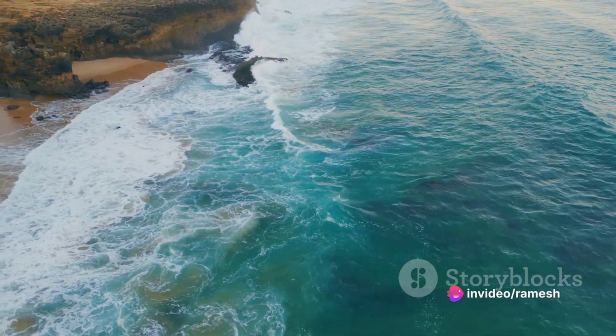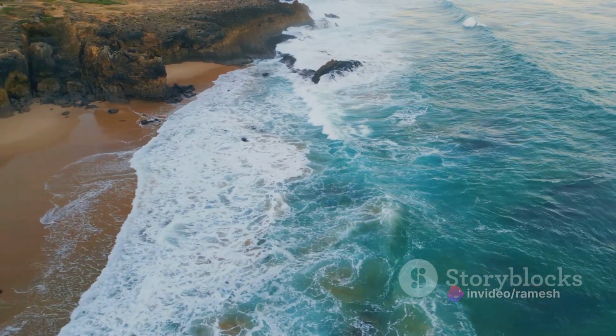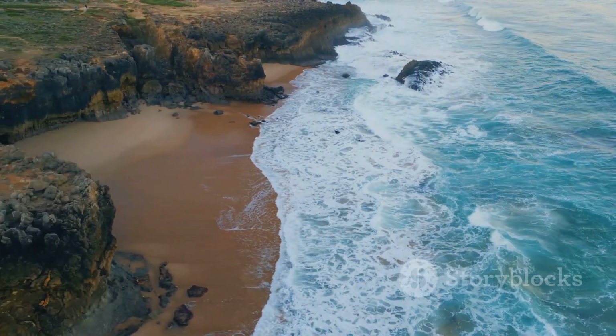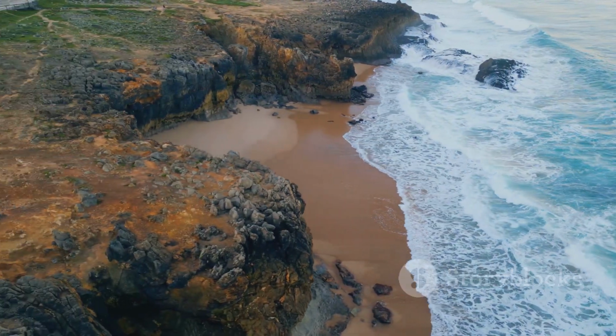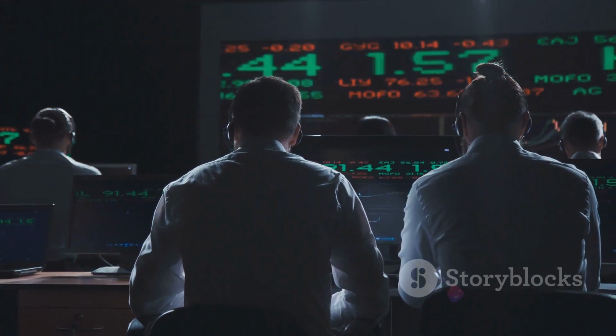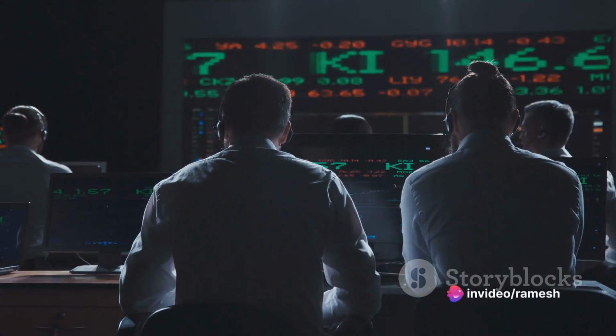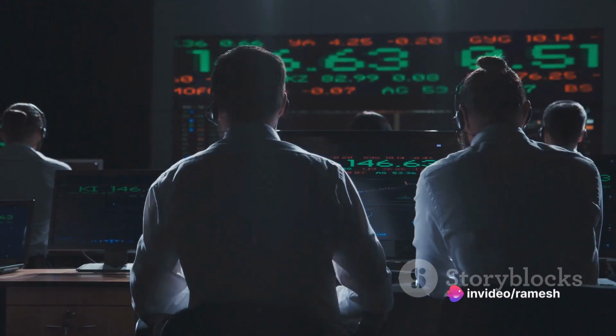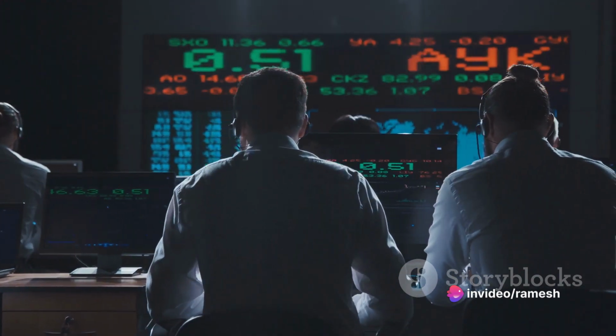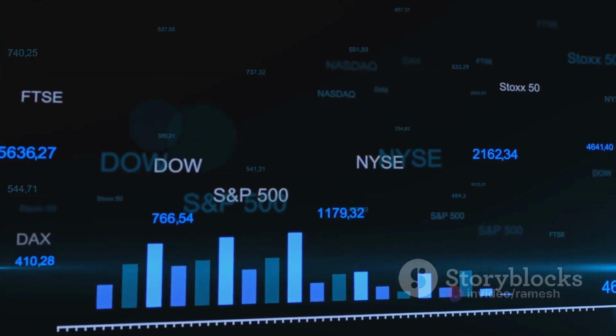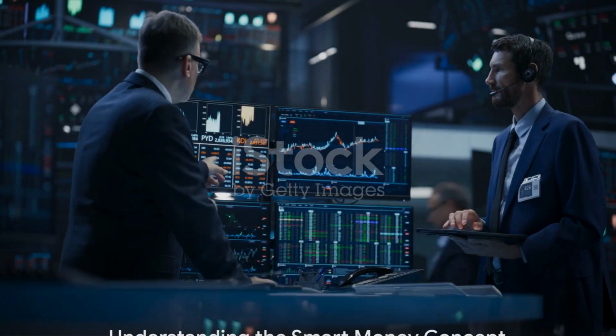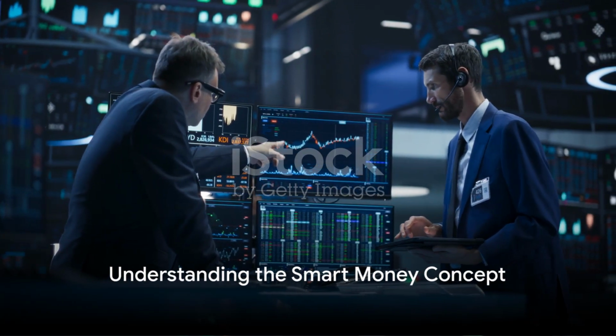In this vast expanse, the smart money acts like the ocean currents, unseen but powerful, directing the flow of smaller waves. These currents, in the world of trading, are the big players: institutional investors, hedge funds, and large financial institutions. They hold the power to move markets in their desired direction. The smart money concept is based on this very principle.